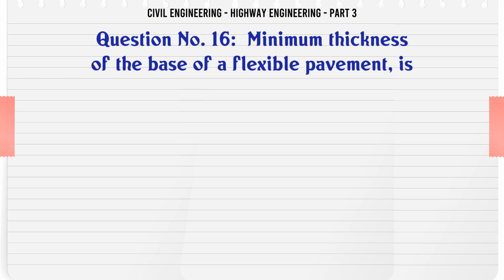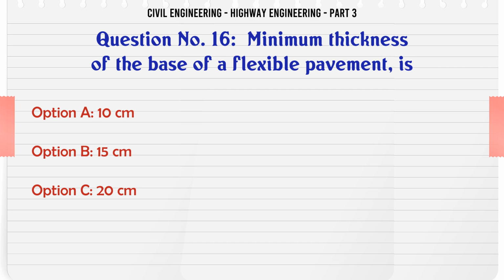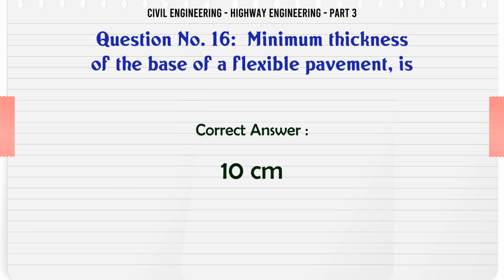Minimum thickness of the base of a flexible pavement is A. 10 cm, B. 15 cm, C. 20 cm, D. 25 cm. The correct answer is 10 cm.